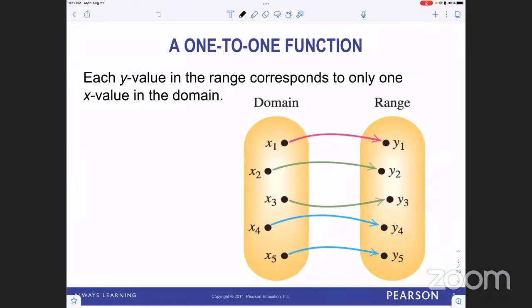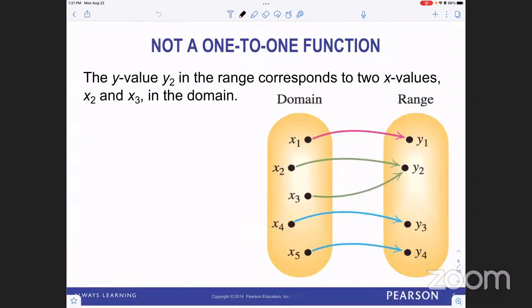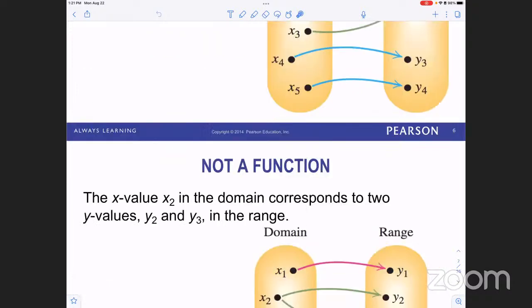So for a one-to-one function, each y in the range corresponds to only one x value in the domain. So every y corresponds to exactly one x. Here's an example of one y corresponding to more than one x, right? So we have this y value, but we have two different x values that map to it. This is like if we had y equals x squared, and then we have x equals 2 and x equals -2. Because when you square both of those, they go to the same y. So that's an example of something that's not one-to-one.